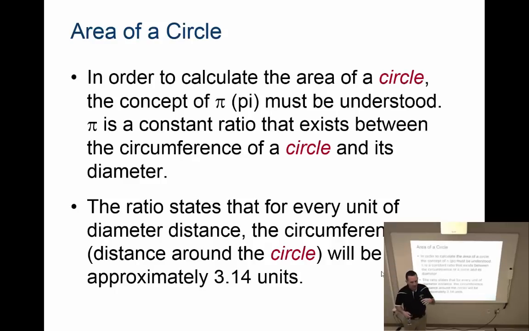To do the calculation of the area for a circle, you have to understand the concept of pi. Pi is a constant ratio that exists between the circumference of the circle, or the distance around the circle, and its diameter. The ratio states that for every unit of diameter distance, the circumference will be approximately 3.14. So if the diameter of my circle, the measure from one side to the other, is 1 inch, then the circumference is 3.14 inches.